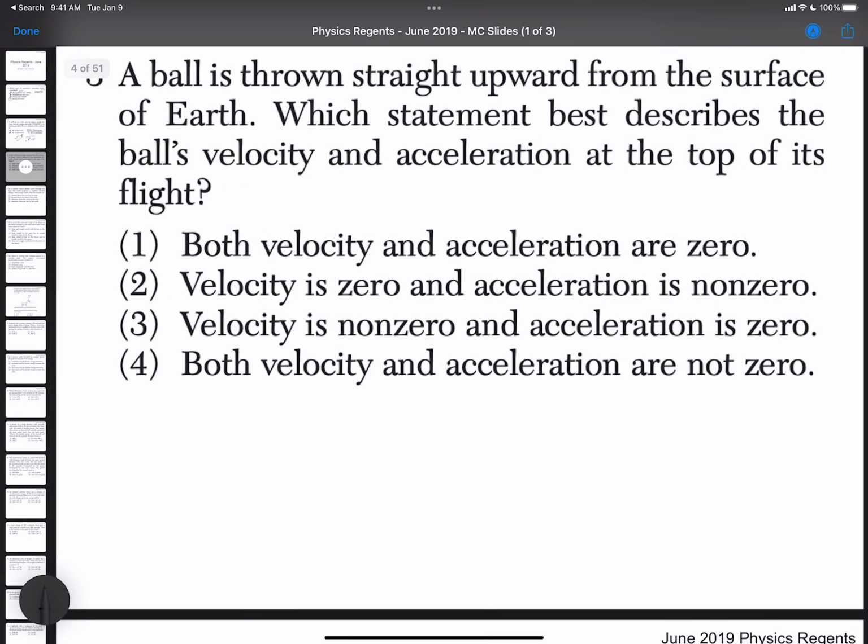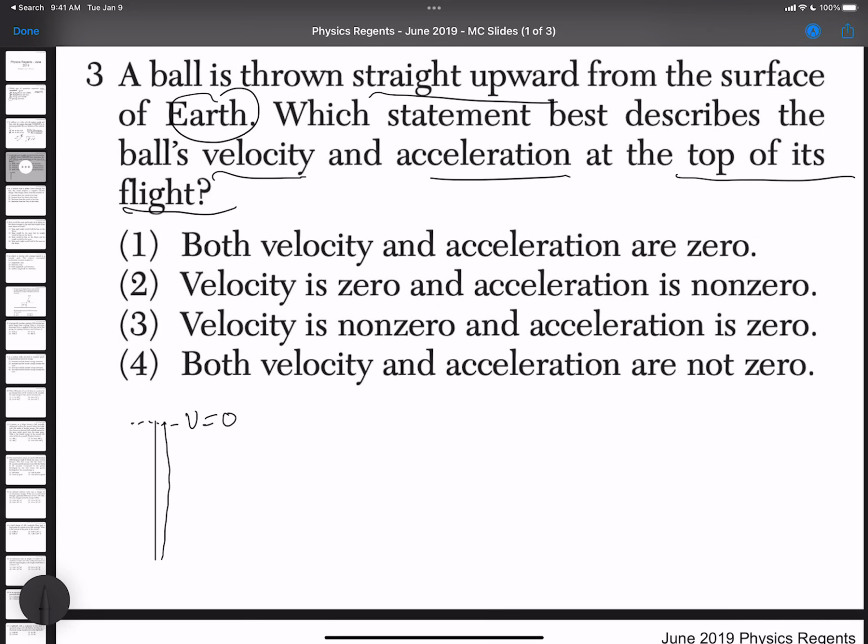Question 3. A ball is thrown straight upward from the surface of the earth. Which statement best describes the ball's velocity and acceleration at the top of its flight? When an object moves upwards and right before it comes back down, what we know at the very top of the motion is that the velocity equals 0. If you were to make a graph, it would look something like this. At that point, the object is stopped and is about to change direction.